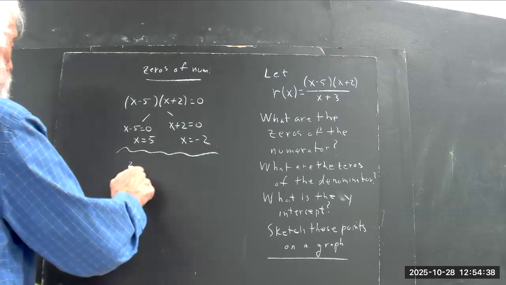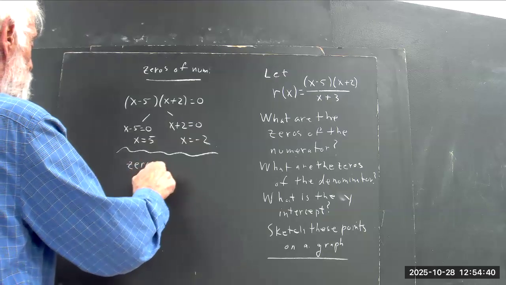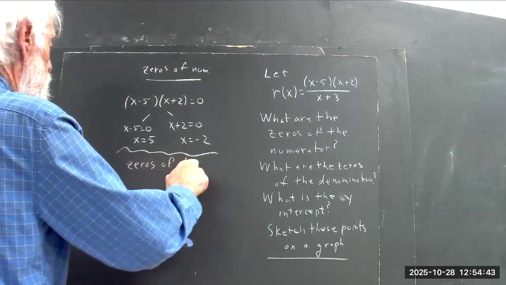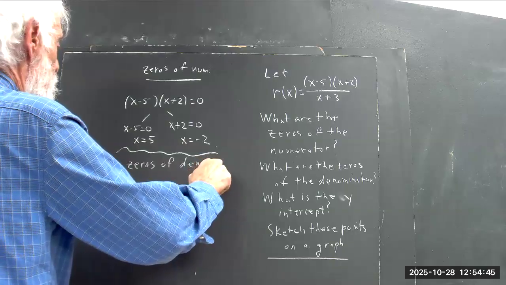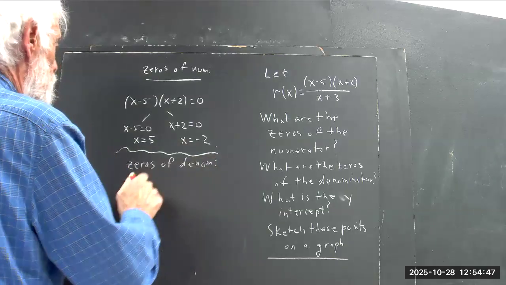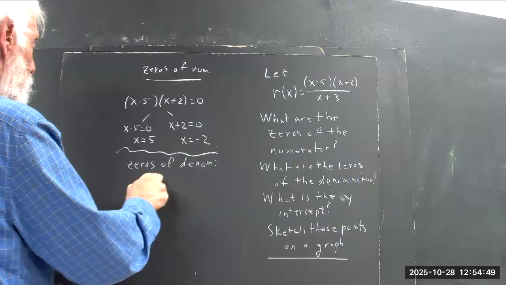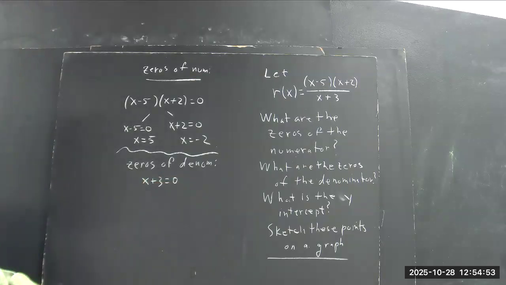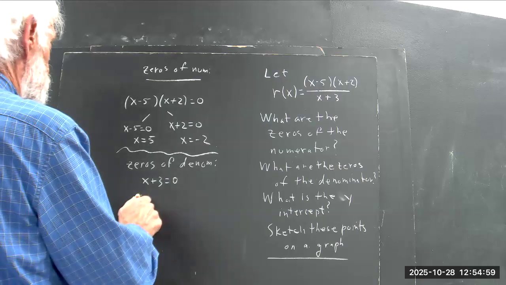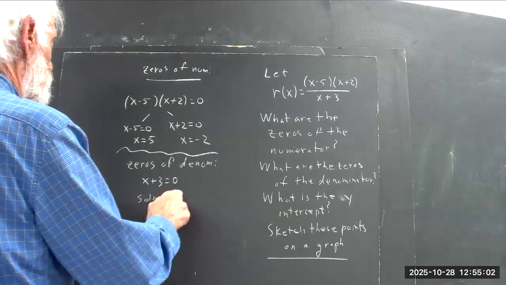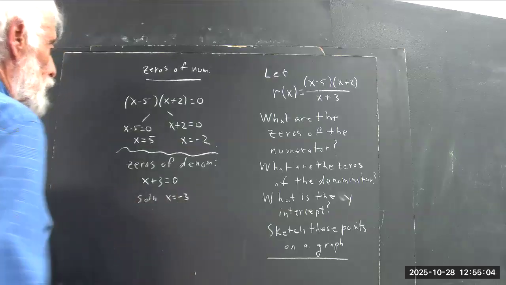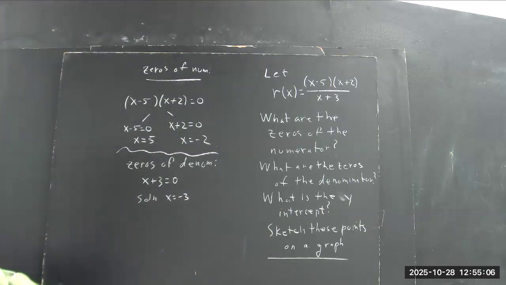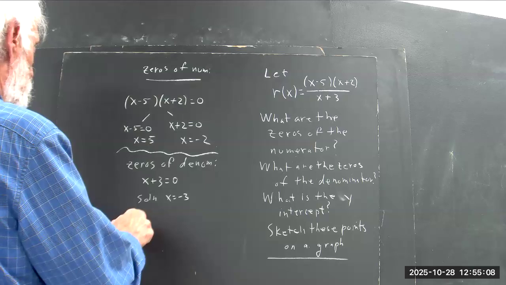Now the 0 is the denominator. Very simple, x plus 3 equals 0. And you get a solution. X equals -3.